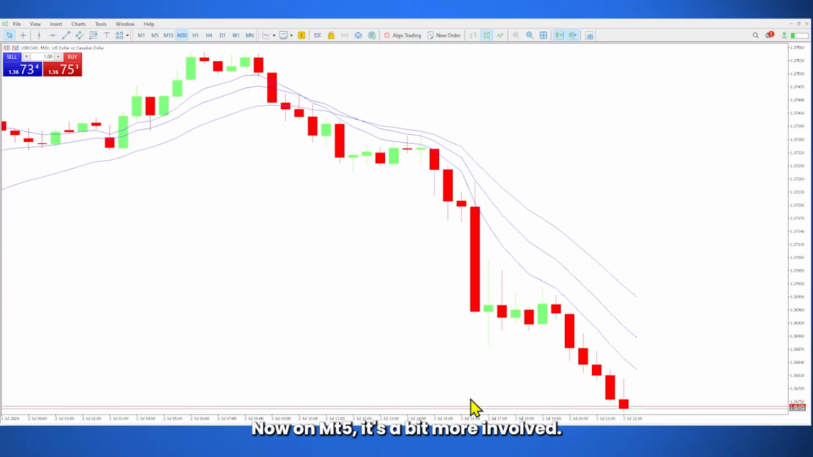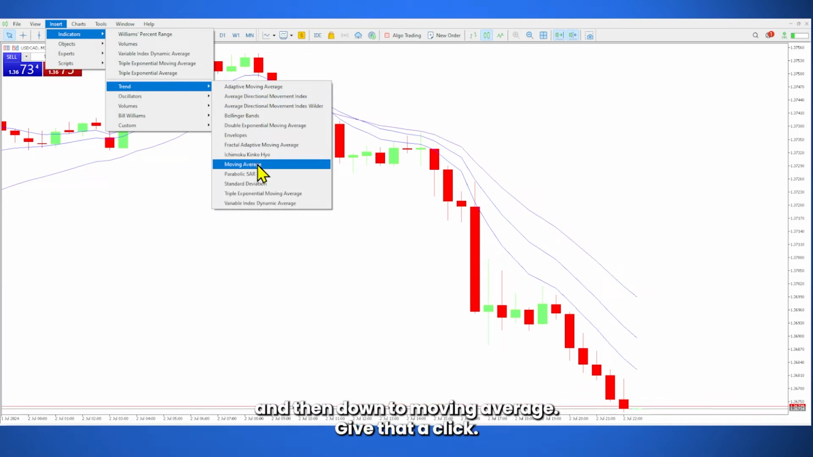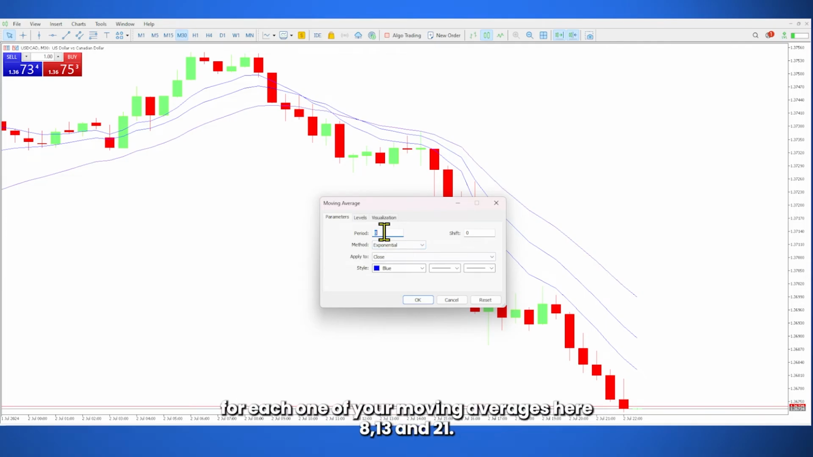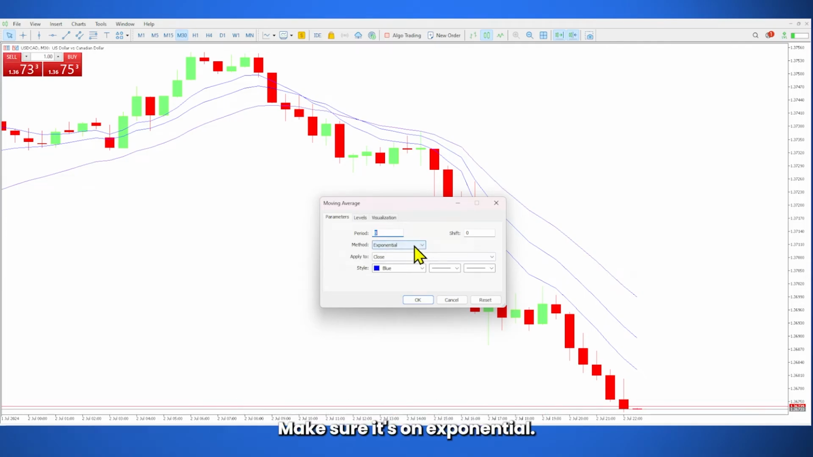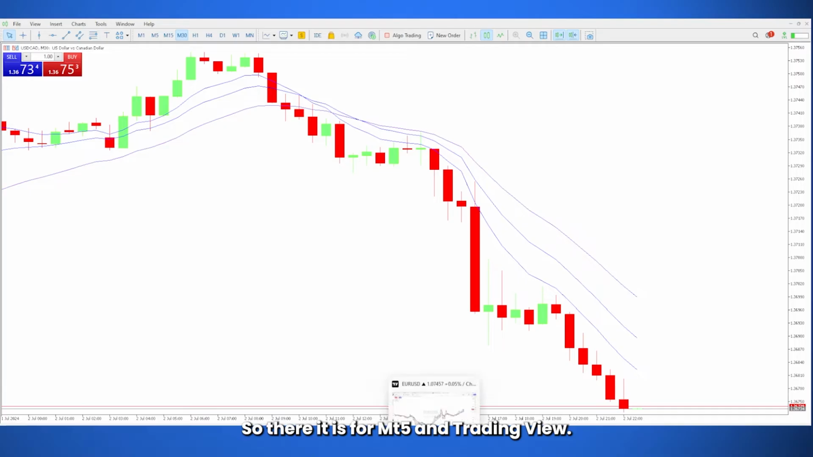Now on MT5, it's a bit more involved. You're going to go up here to Insert, you're going to go to Indicators, go to Trend, and then down to Moving Average. Give that a click. You're going to set your period for each one of your moving averages here, 8, 13, and 21. Make sure it's on exponential, change the color and the line thickness, and when you're done, you should have a series of 3 EMAs. So there it is for MT5 and TradingView.